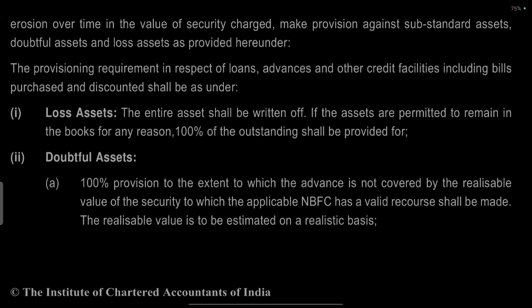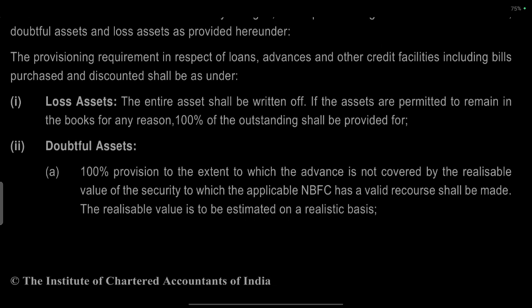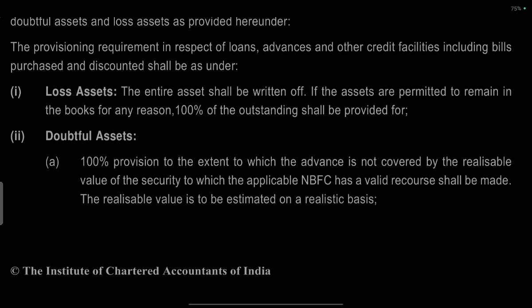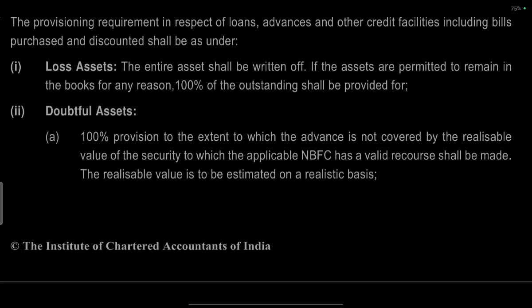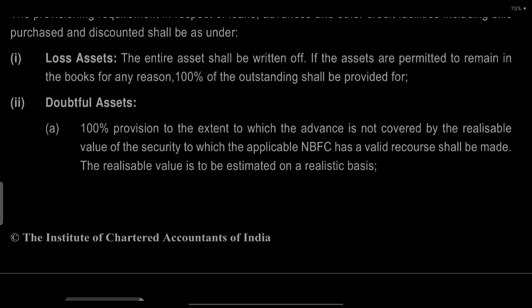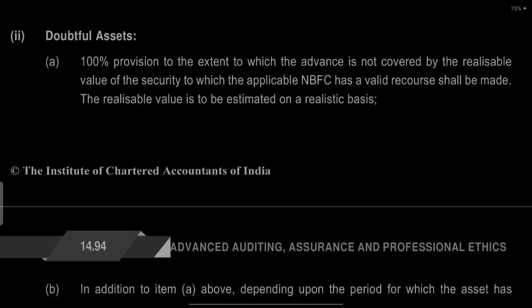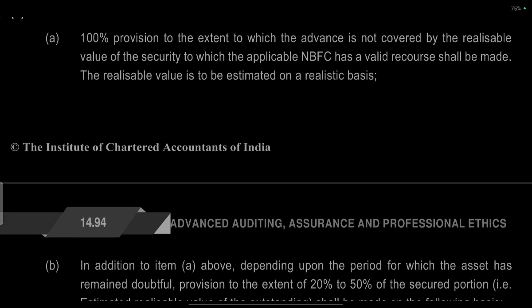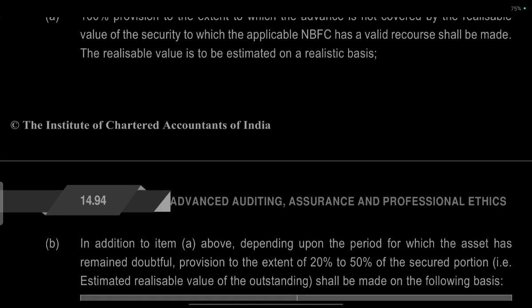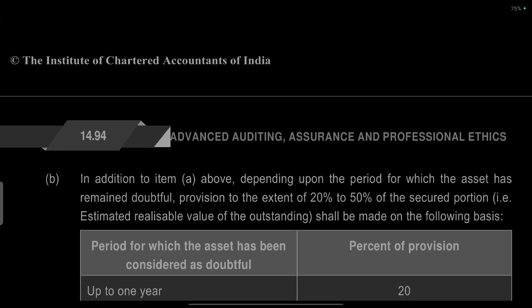The provision requirement in respect of loans, advances and other credit facilities, including bill purchase and discounts. Loss assets: the entire asset should be written off. If the assets are permitted to remain in the books for any reason, 100% of the outstanding shall be provided. Doubtful assets: 100% provision to the extent to which the advance is not covered by the realizable value of the security to which the applicable NBFC has valid recourse shall be made. Realizable values are to be estimated on a realistic basis.